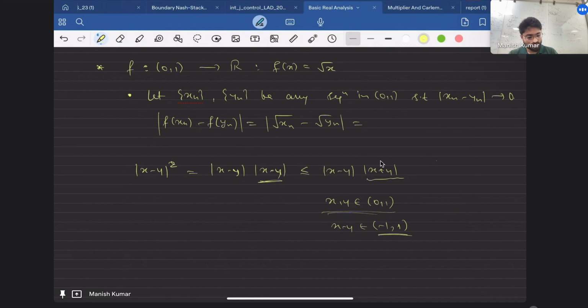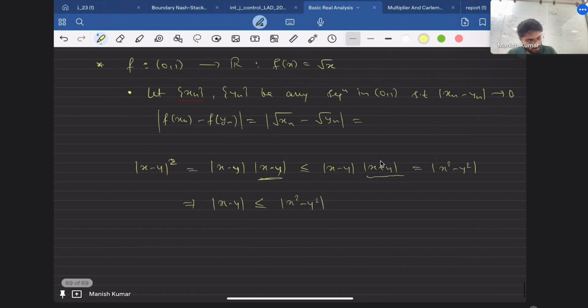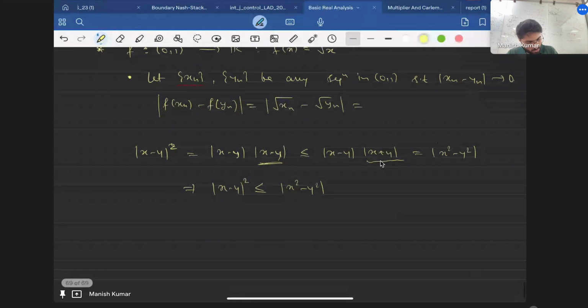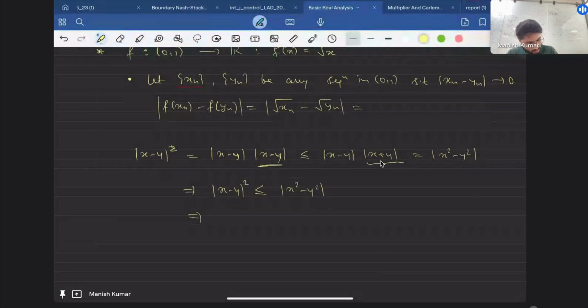So then you can say |x − y|(x + y) is equal to x² − y². This will tell you that |x − y|² is less than or equal to |x² − y²|. Sorry, this is square. Now you can say then you get |x − y| is less than or equal to |x² − y²|^(1/2).